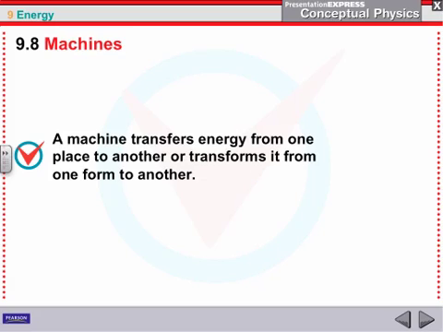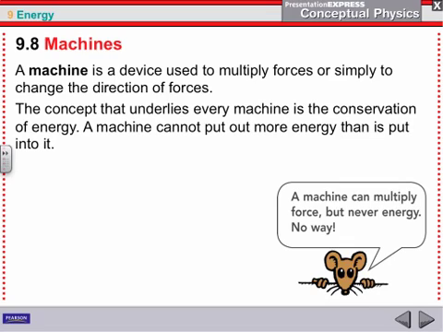All right, let's talk about machines. When we're talking about a machine, we're simply talking about something that transfers energy from one place to another or one form to another form. That's what we're talking about when we're talking about machines. And we're going to talk about simple machines. And usually simple machines are either going to multiply the force or they're going to change the direction.